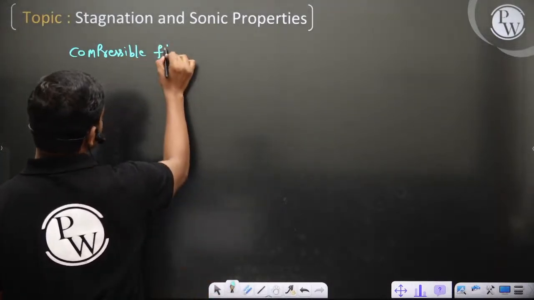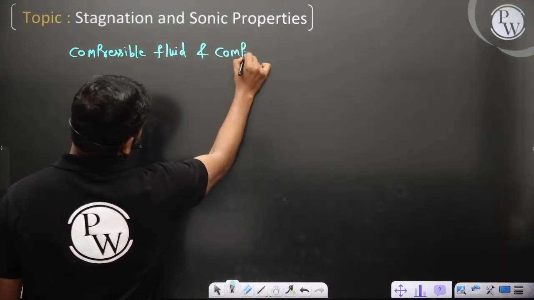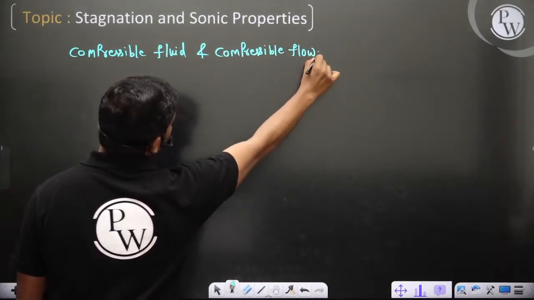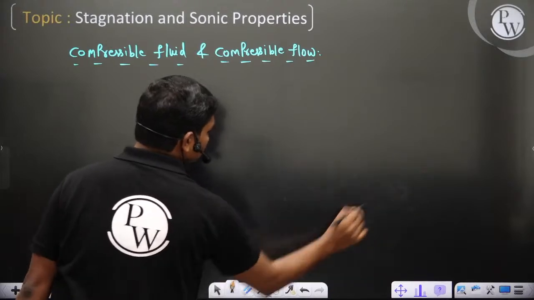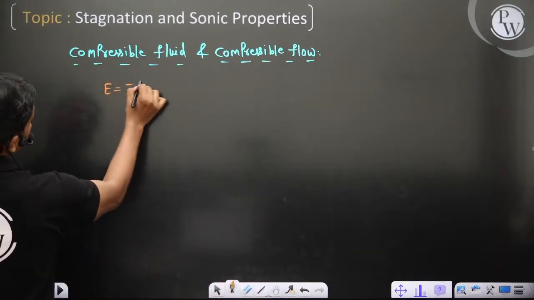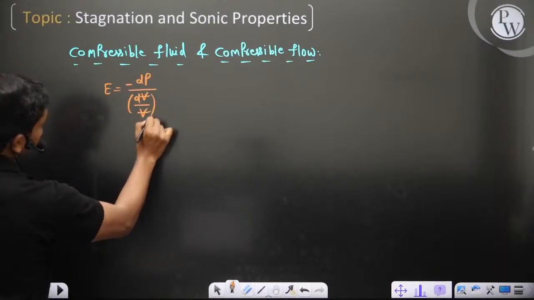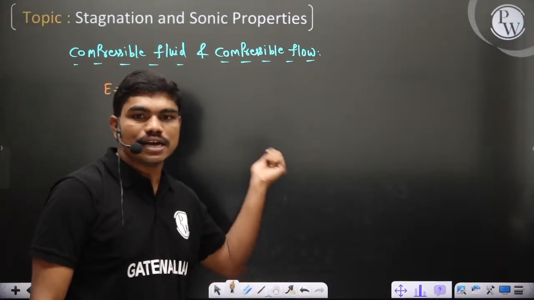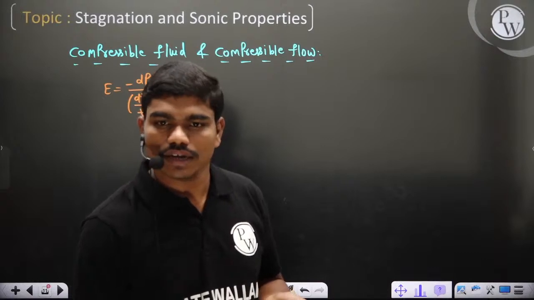Compressible fluid and compressible flow, the wording between these two. I think I have told you during this bulk modulus part in fluid mechanics. So we know E, normally if you take this bulk modulus, this is minus dP by dV by V actually here, and clearly depending on isentropic or isothermal, we'll have isothermal bulk modulus and isentropic bulk modulus. Fluid mechanics and compressible flows are the same only.